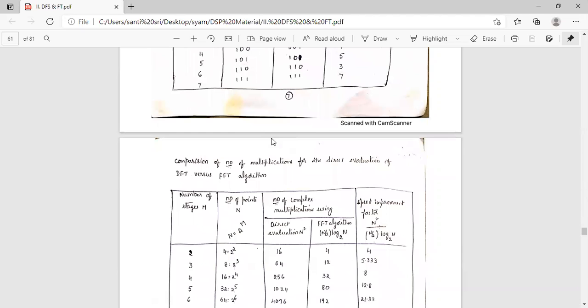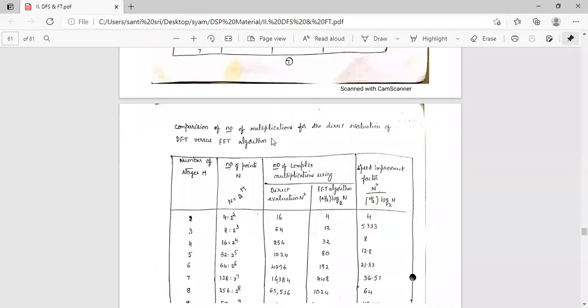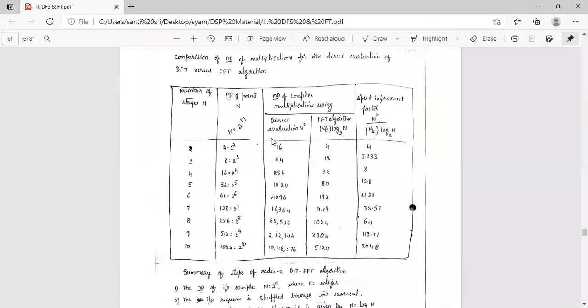Now a comparison of the number of multiplications for the direct evaluation of DFT versus the FFT algorithm. The number of multiplications is N squared for DFT, whereas for FFT it is N by 2 log N to the base 2. We will compare these two, and the number of multiplications will be reduced.